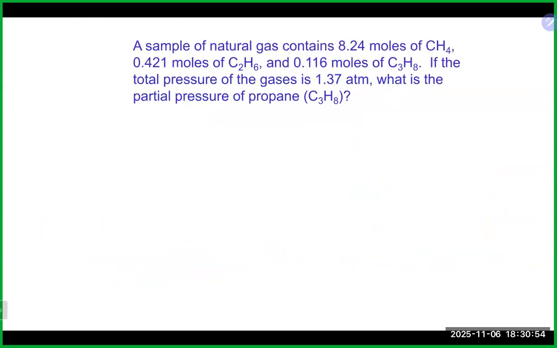All right, so let's take a look at this one here. A sample natural gas contains 8.24 moles of methane, 0.421 moles of ethane, and 0.116 moles of, that would be propane, I believe. If the total pressure of the gas is 1.37, what is the partial pressure of propane? So give it a go, see what you come up with here.